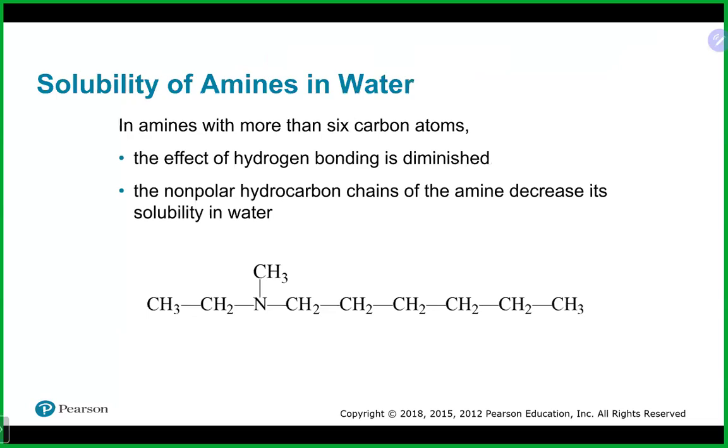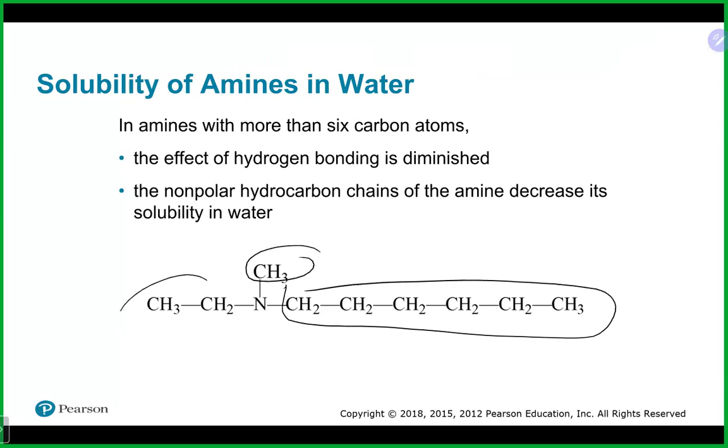So in amines with more than 6 carbon atoms, the effective hydrogen bond is diminished, and the nonpolar part really takes over and decreases the solubility. It again is sort of what we talked about previously when you get a lot of carbons hanging out all over the place. This is what is sometimes referred to as steric hindrance, which is a fancy way of saying it's just too hard for the water to get in there with all these big nonpolar things hanging out there.